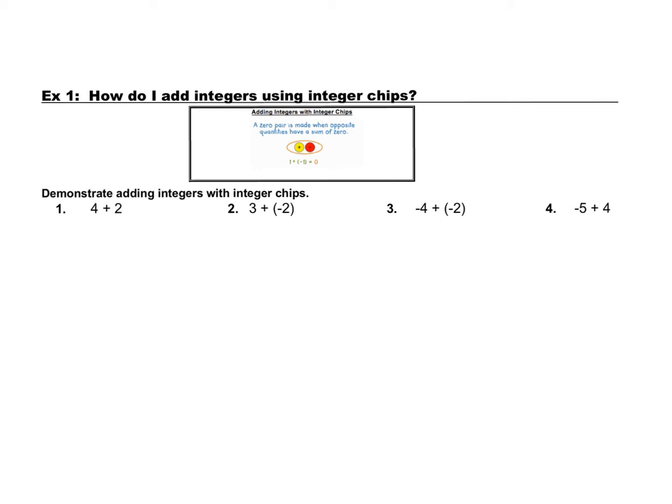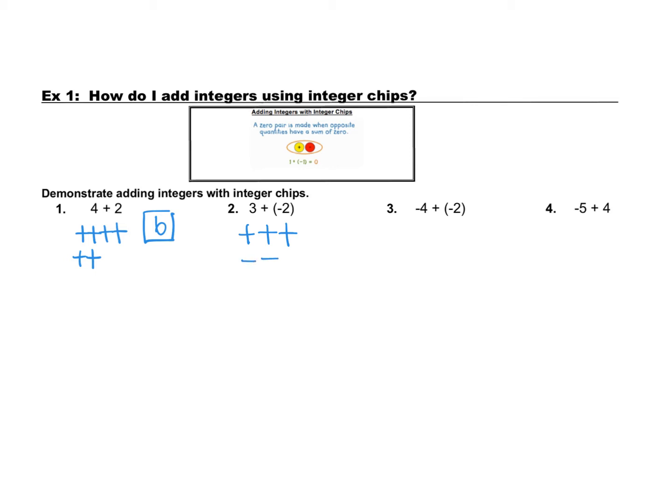So if I have 4, it means I've got 4 positives. And then I'm combining that with 2 positives. And so 4 plus 2 is going to give me a positive 6. But let's take a look if I have 3 plus a negative 2. So that 3, I've got 3 positives, and then I have 2 negatives. So that's going to look like this.